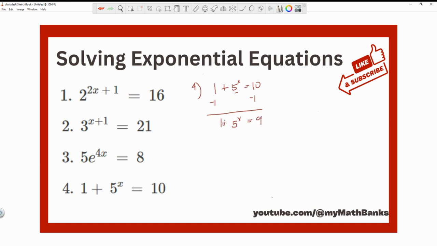Now I can put log on both sides. The exponent x can be placed in front of the log, so now you have x log 5 equals log 9. If you want to solve for x, you just divide by log 5. Therefore x is log 9 over log 5, which is approximately equal to, I don't know the answer to that, but we will find out.